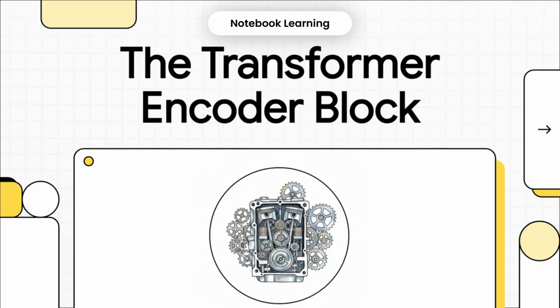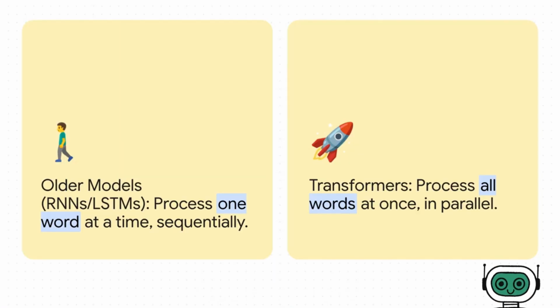Today, we're going to pop the hood on models like GPT and look at a critical piece of the engine, the transformer encoder block. You know, for a long time, language models read pretty much like we do, one word at a time in order. Think of older models like RNNs. But then transformers came along and just completely changed the game.